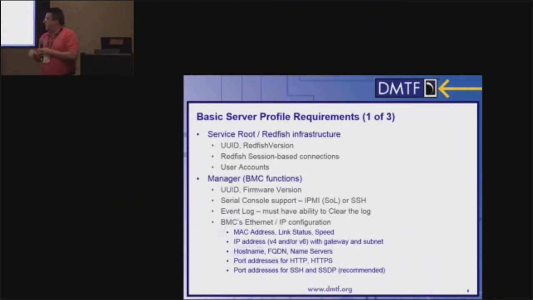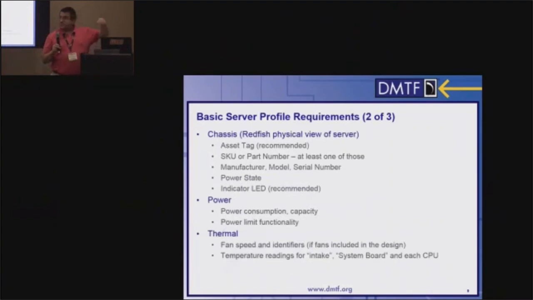But yeah. Again, on the BMC, pretty much everything you would see there from the housekeeping part. So then I get into the more interesting stuff. In the Redfish parlance, the chassis is the physical view of the system. We've got the asset tag. We had internal discussions, lots of people. Some people had SKUs. Some people had part number. It really depends on where you grew up. Some people had both.